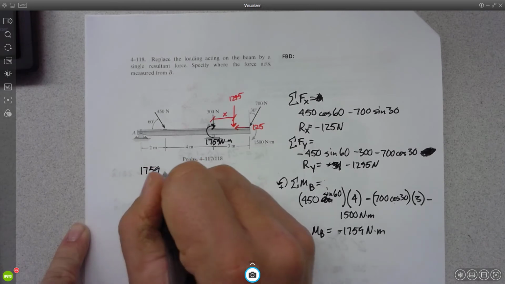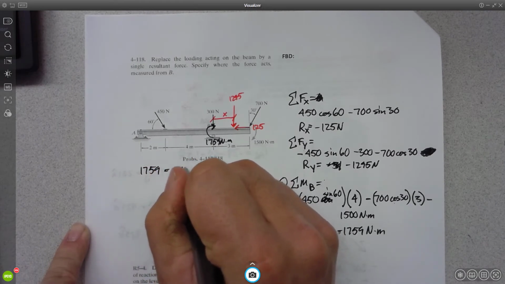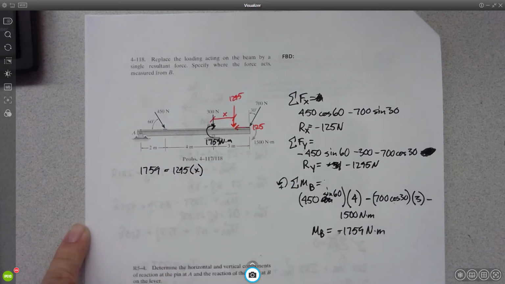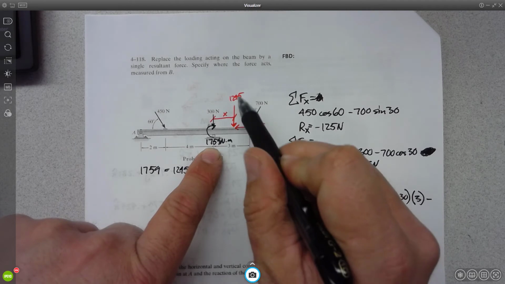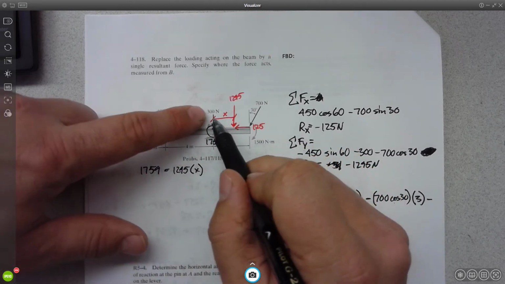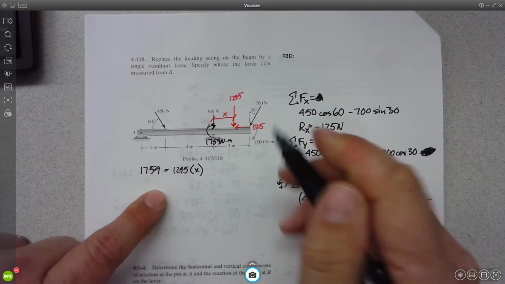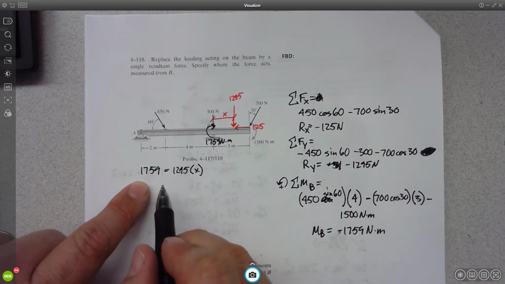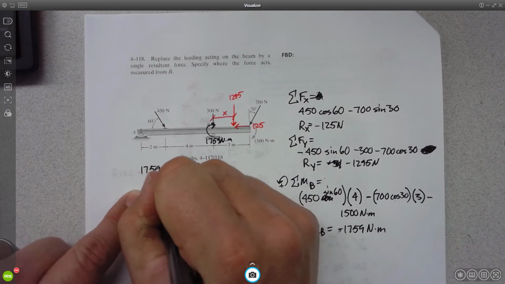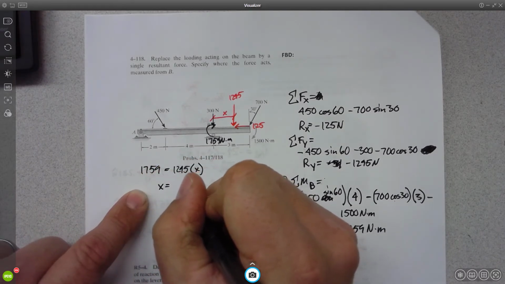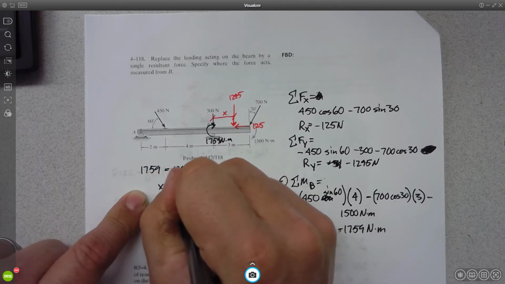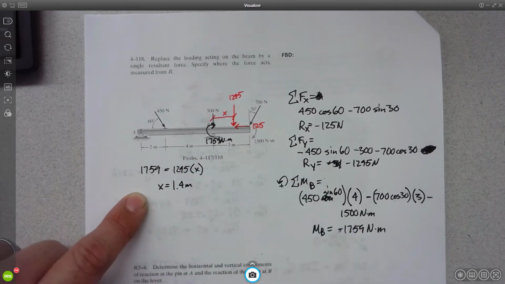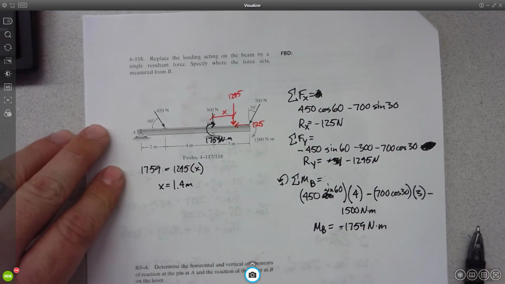Yeah, so 1759 is equal to 1295 times X, right? Because I'm saying I need 1759's worth of twisting out of this 1295 force. So in order to do that, I'm moving it to the right some distance X. What is that distance, like 1.4? Is it actually 1.4? Whoa, you're nice for that.